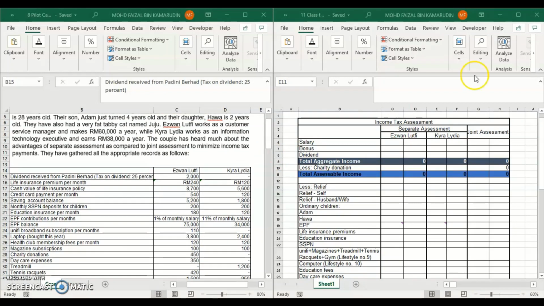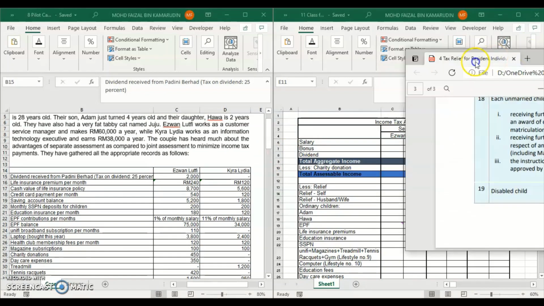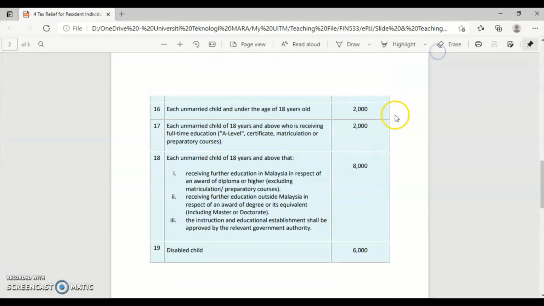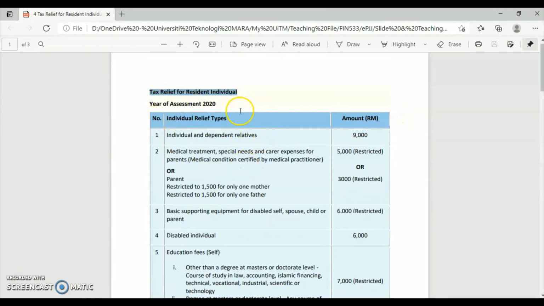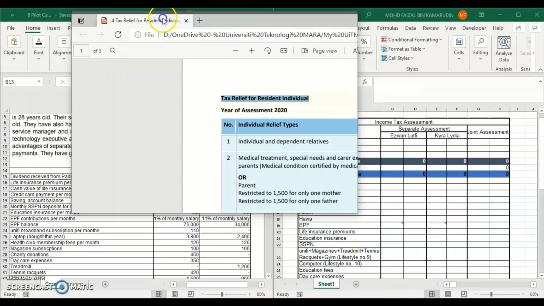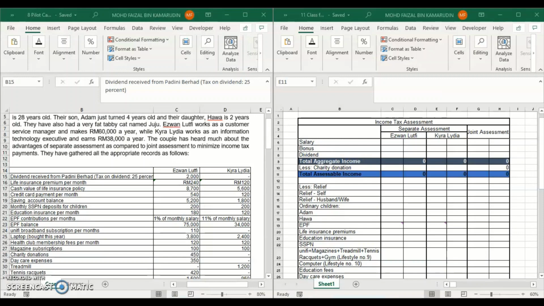Okay, so before that, what is important is for you to have the tax relief that we have given earlier. I cannot have it on my screen, so please make sure that you have this item together with you, to make sure that you can follow the demonstration.